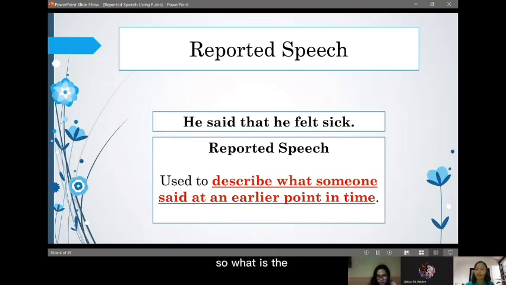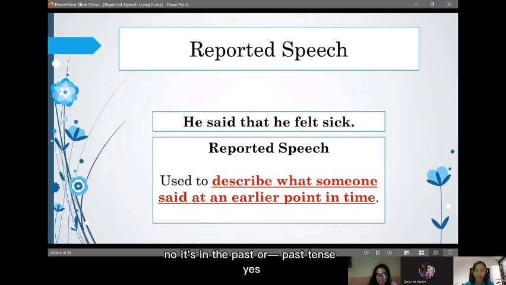So what is the verb tense of the verb in the reported speech? Lois? Ma'am, can you repeat the question po? What is the verb tense of the verb used in the reported speech? The tense. Yes, the verb tense. He said that he felt sick. Is it in the present tense po? Wait pala. No, it's in the past po pala.